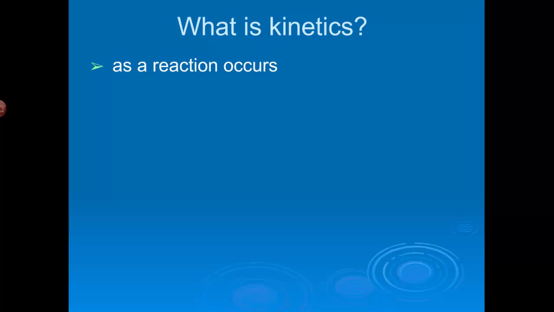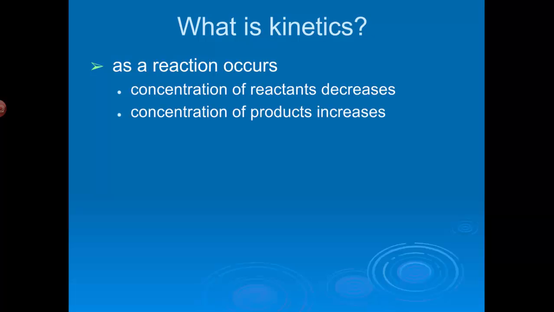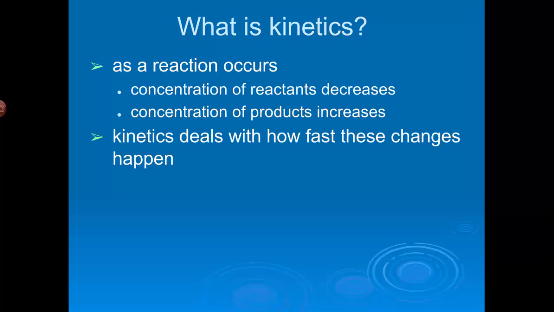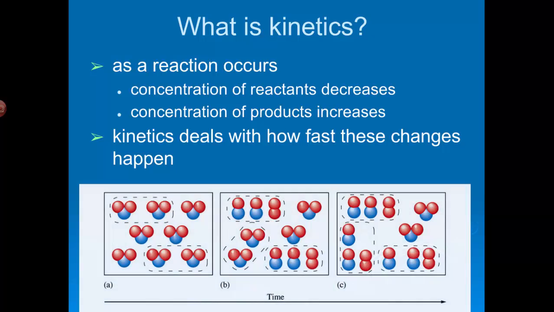As a reaction occurs, two things are going to happen. The concentration of reactants is going to go down as they get used up, and the concentration of products is going to increase. Now this takes some time. Depending on the reaction, it may take a very large amount of time, or a very small amount of time. What we're interested in is how fast these changes happen. That's what chemical kinetics is. It's a measurement of how fast reactions occur.